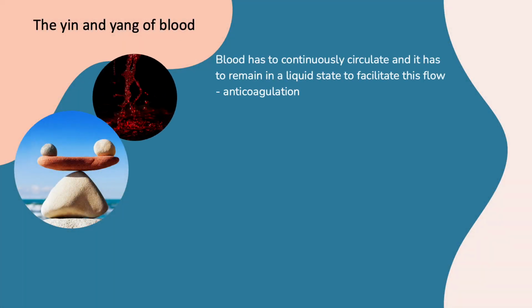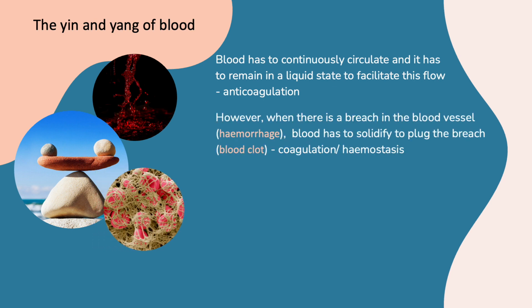Blood has to continuously flow within the circulation, and in order to flow, it has to remain in a liquid state. However, it also must have the option to go into a solid state when there is bleeding as a result of, say, a cut or a breach in the blood vessel. It needs to form a blood clot that would plug the breach in the blood vessel so that uncontrolled hemorrhage does not occur.